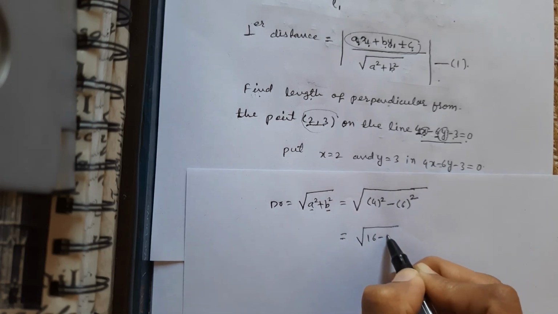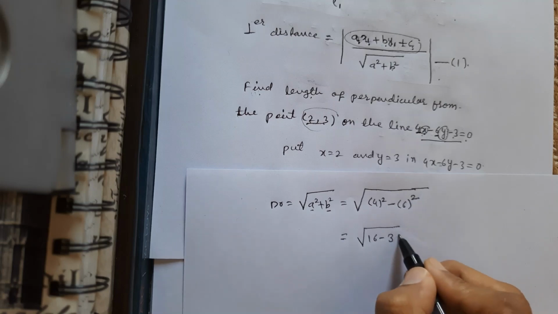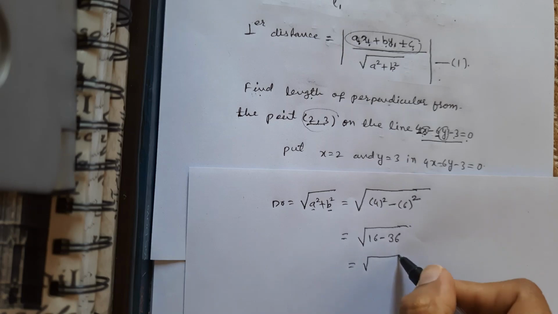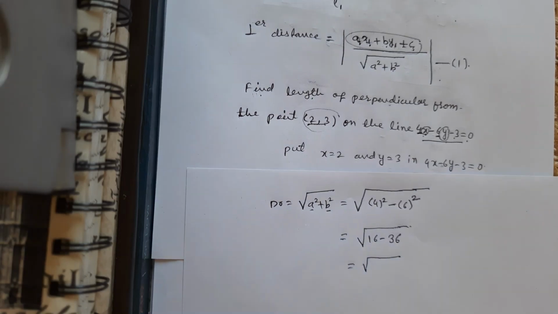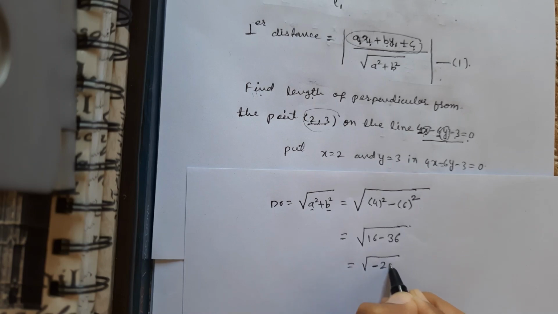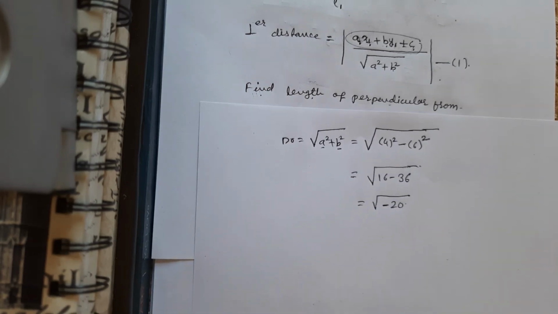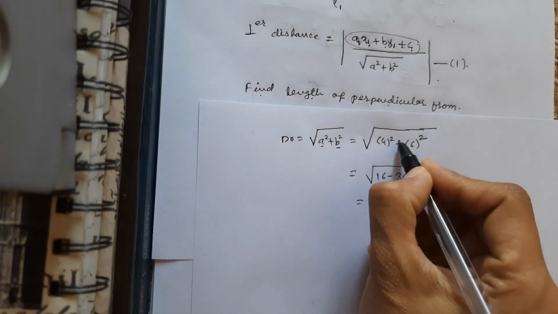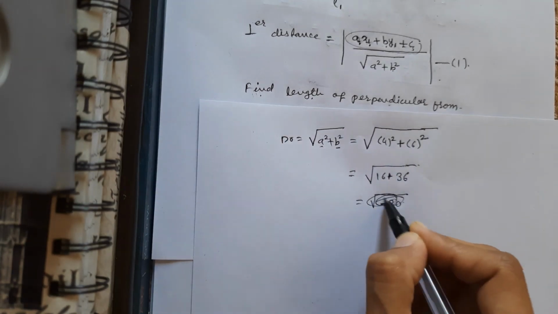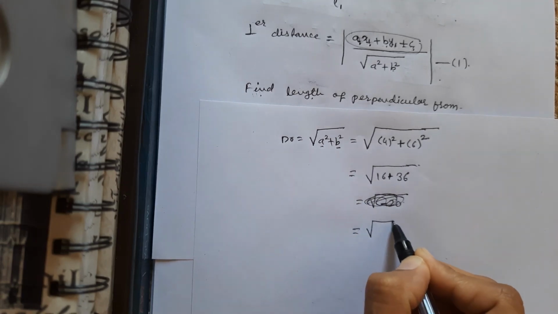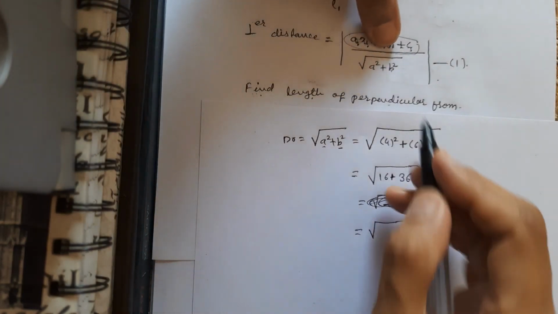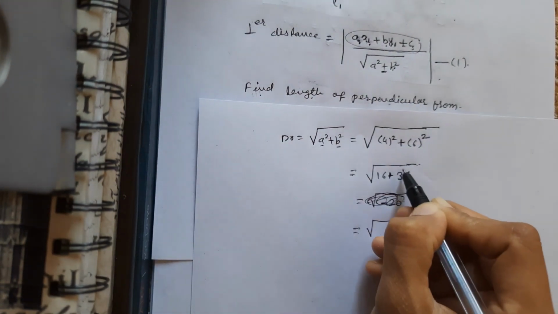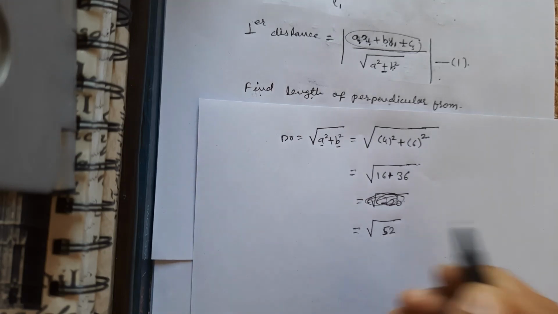So this is equal to root 16 minus 36, which is equal to root minus 20. Sorry, here I have a plus sign. I am extremely sorry for this. Here we have a plus sign, you can observe it here. So the denominator I got is root 52.